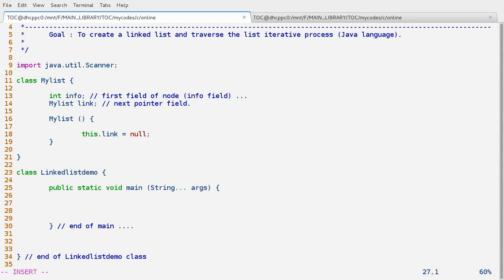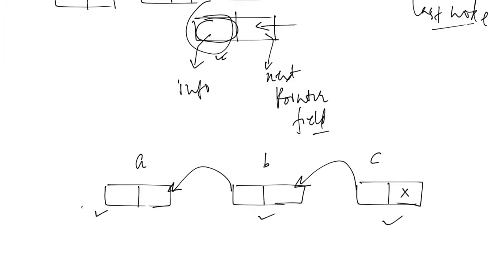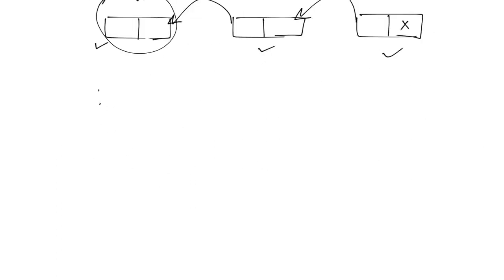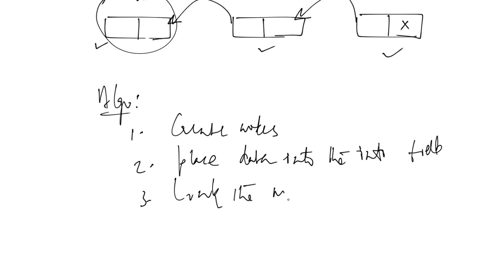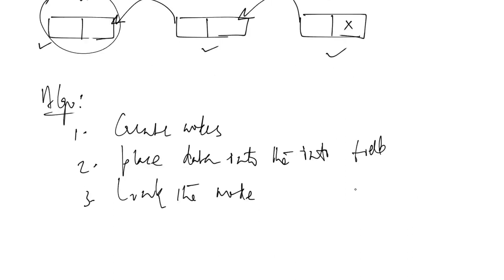Now we have to create the nodes. First we are going to create the node A. So the algorithm: first step, create nodes; second, place data into the info field; and third, link the nodes. We are going to cover the first step.